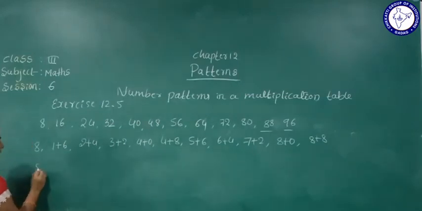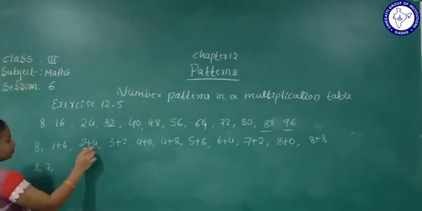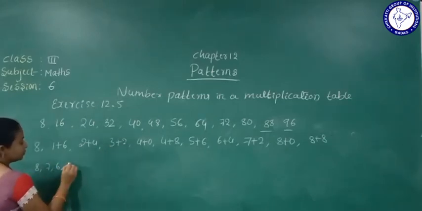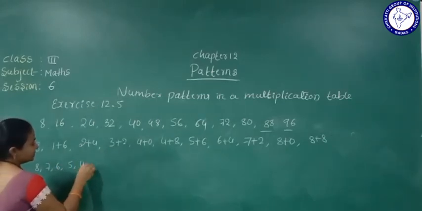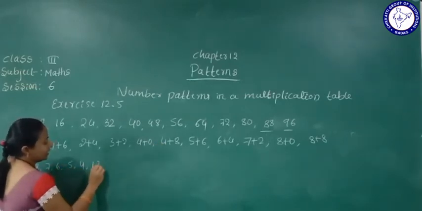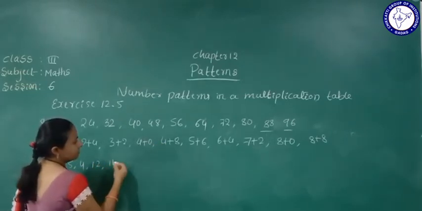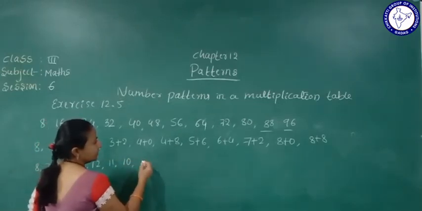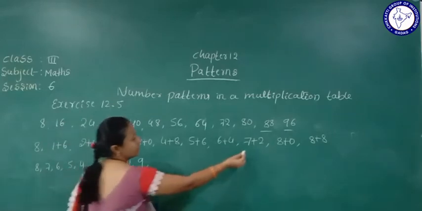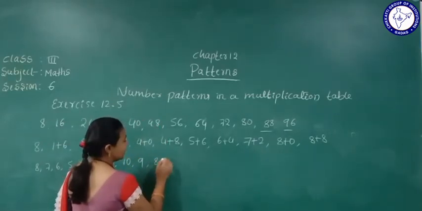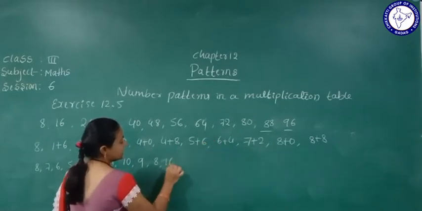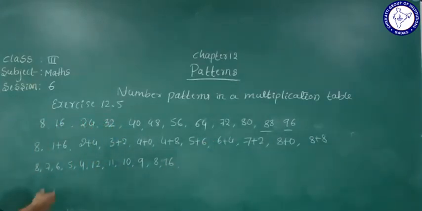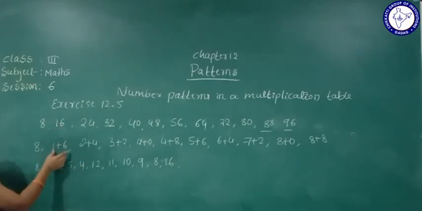Next, so here 8, 6 plus 1, 7, 2 plus 4, 6, 3 plus 2, 5, 4 plus 0, 4, 8 plus 4, 12, 5 plus 6, 11, 6 plus 4, 10, then next 7 plus 2, 9, then next 8 plus 0, 8, 8 plus 8, 16, okay. See, we can take these and add them, we can get a single digit number. Yes, 16 we can take, 1 plus 6 we are dividing here. Because we need a single digit, 1 plus 6 means here 7.